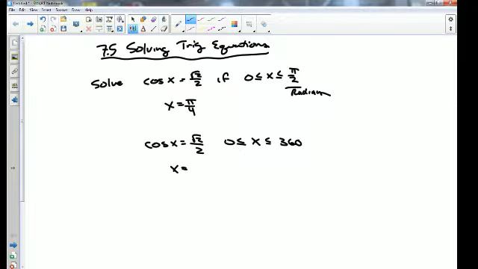135. 45. Same answer as up here. 45. What else though? 135. Oh, it's just going to be 315. Because some are negative. Exactly. You're in the unit circle. These are where cosine is positive.